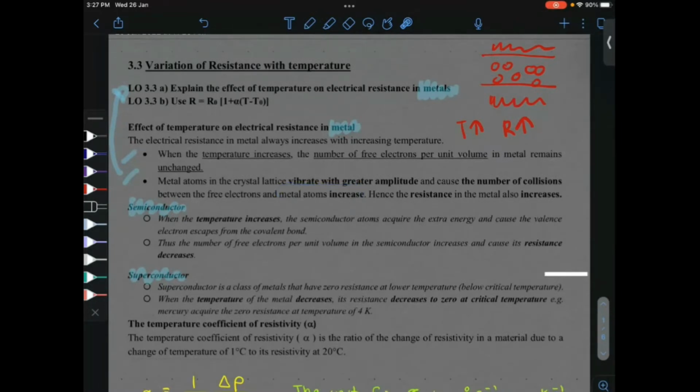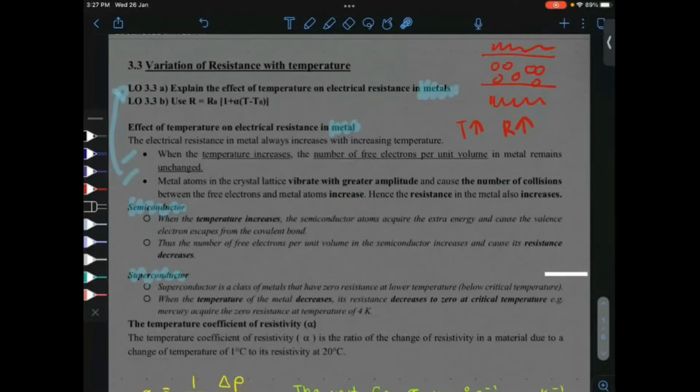Okay, number of collision dia akan increase sebab bila perlanggaran dekat sini lebih banyak, kamu punya resistance akan increase because current will find it difficult for it to pass through as there is too many movement occurring at the same time. Okay, so particles kamu ini free electron ini akan berlanggar dengan kamu punya crystal lattice permukaan dia yang tengah vibrate vigorously, which is going to cause an increase in the number of collision. Therefore, your resistance here is going to increase.